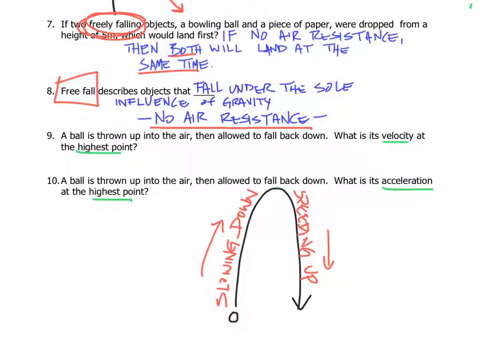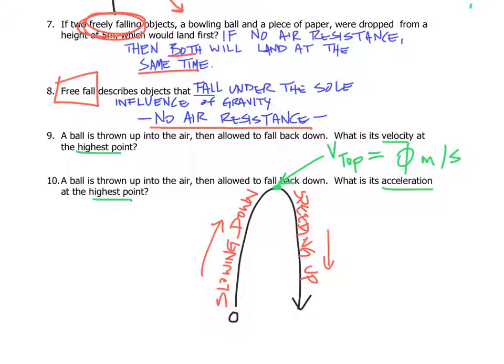But at that point, at this highest point right here, if the ball is no longer going up, it's yet to come back down, it's basically stationary. So the velocity at the top of its path will be 0. And this also is true for things that are dropped. At the highest point, at the top of its path, its velocity will be 0.